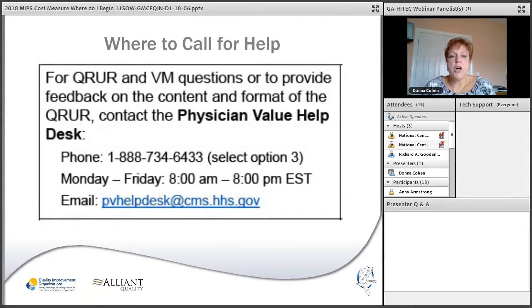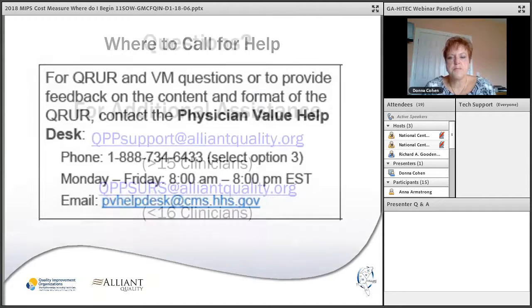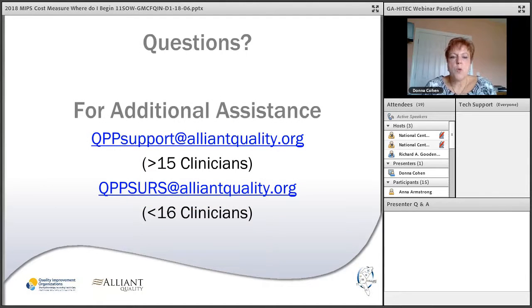So again, where to call for help if you have QRUR or value modifier questions. This is not information on how to access the report, but this is information if you have questions about the report and you do not understand some of the specifics within the report. This is the contact for that. So you see some links here to email addresses that you can get assistance.